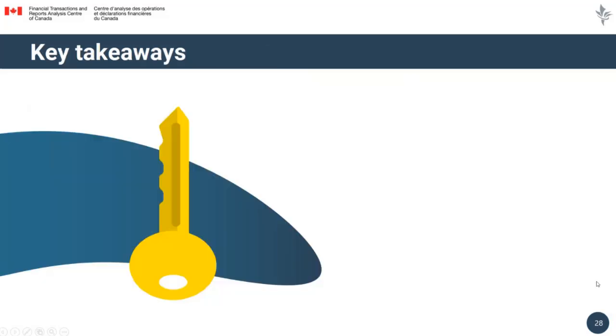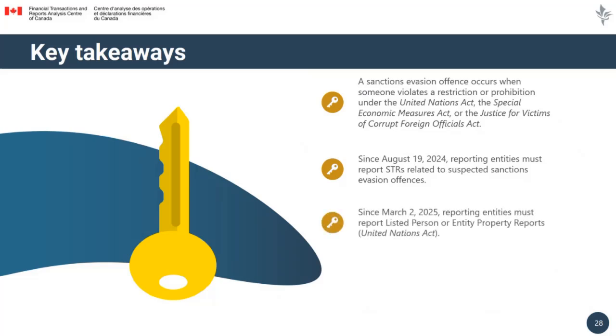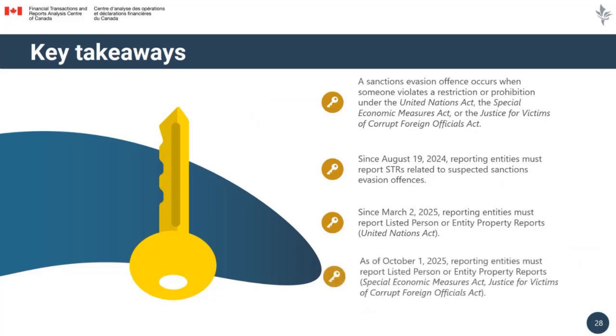And now in terms of key takeaways, a sanctions evasion offense occurs when someone violates a restriction or prohibition under the United Nations Act, the Special Economic Measures Act, or the Justice for Victims of Corrupt Foreign Officials Act. Since August 19, 2024, reporting entities must report STRs, suspicious transaction reports, related to suspected sanctions evasion offenses. Since March 2nd, 2025, reporting entities must report listed person or entity property reports linked to the United Nations Act. And as of October 1st, 2025, reporting entities will need to report a listed person or entity property report linked to the Special Economic Measures Act or the Justice for Victims of Corrupt Foreign Officials Act.